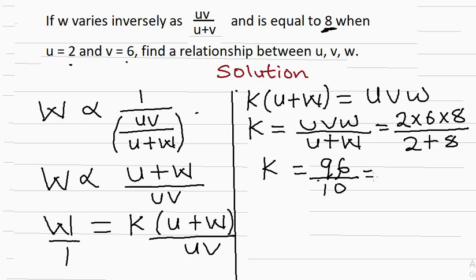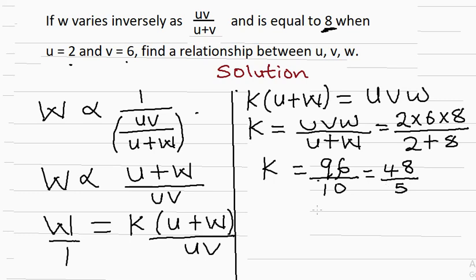If I go with 2, 2 go into 9, I have 4, remainder 1. Take it to this, 2 go into 16, that is 8. So 2 go into 96 is 48. Of course, 2 go into 10, that is 5.